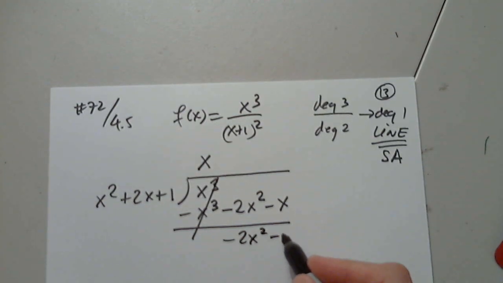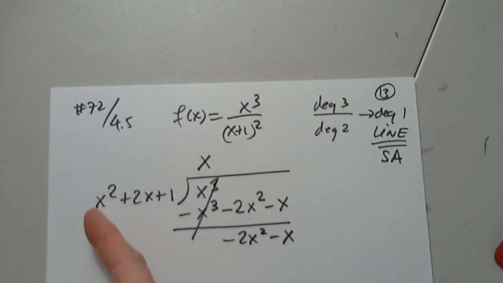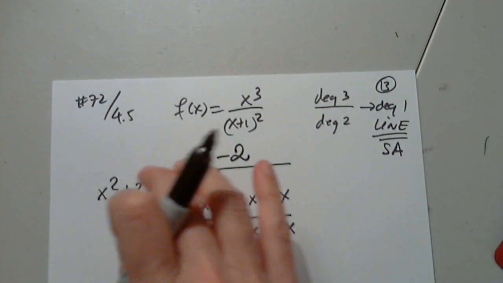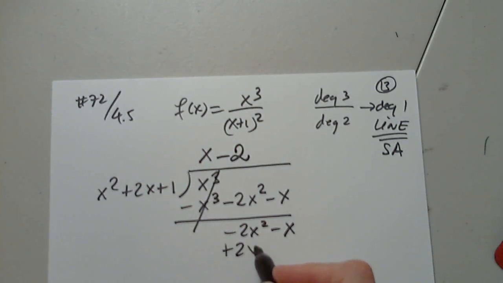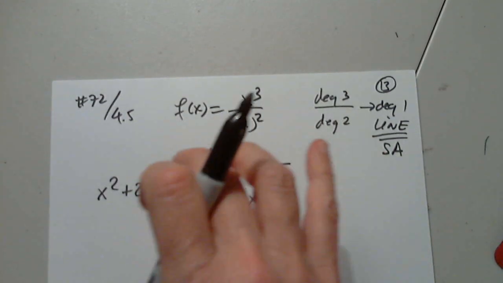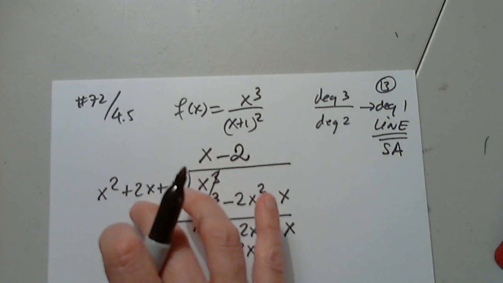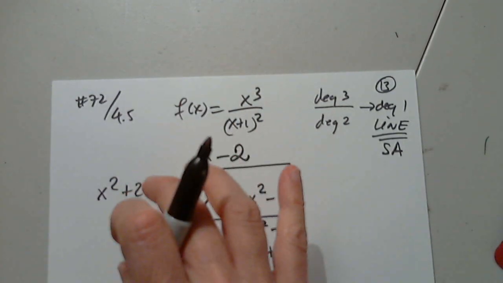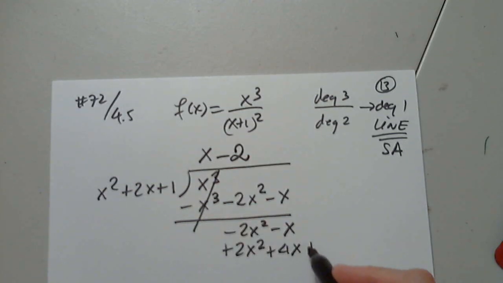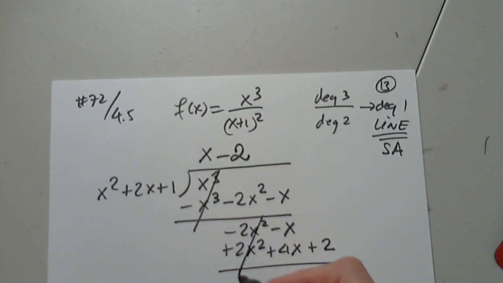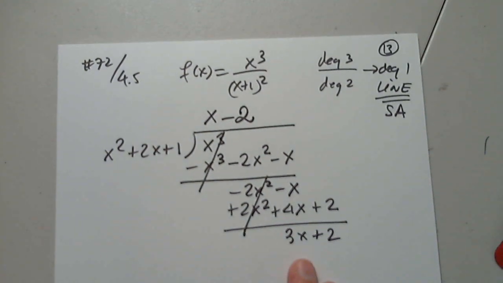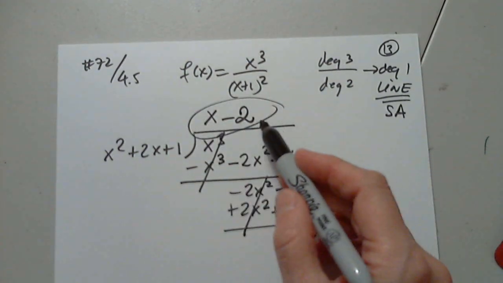Negative 2x squared minus x. x squared times negative 2 is this. Negative 2 times x squared is negative 2x squared, but I subtract. Negative 2 times 2x is negative 4x, but I subtract. And negative 2 times 1 is negative 2, but I subtract. And I cannot continue. And this is the line in question.